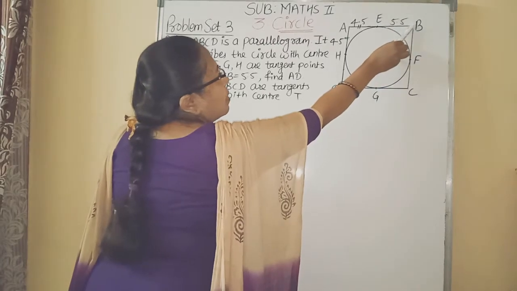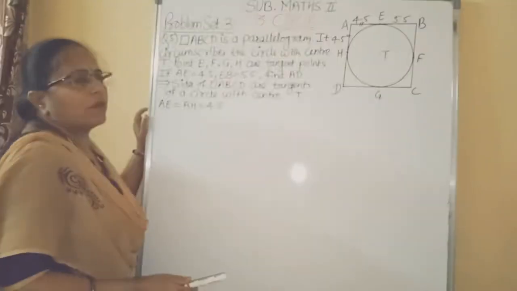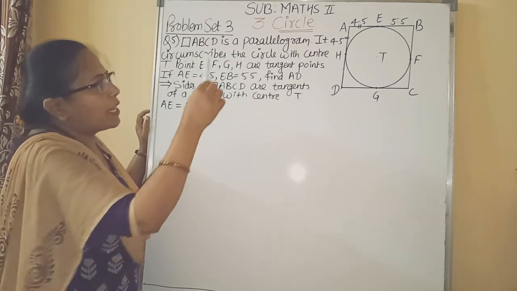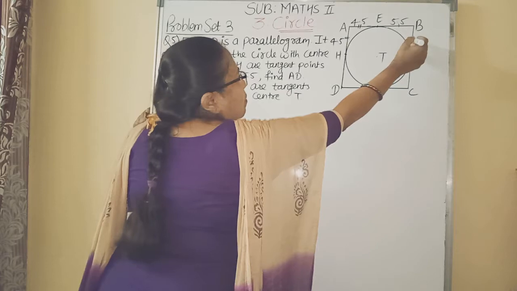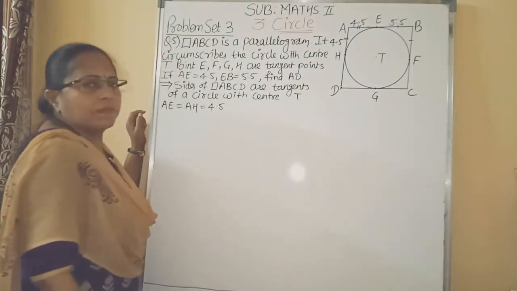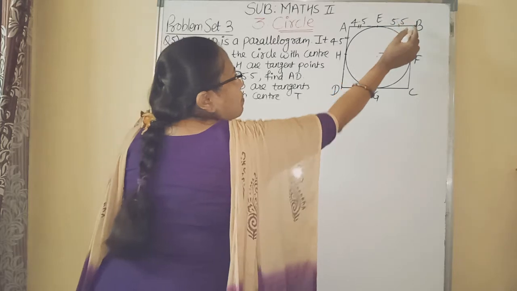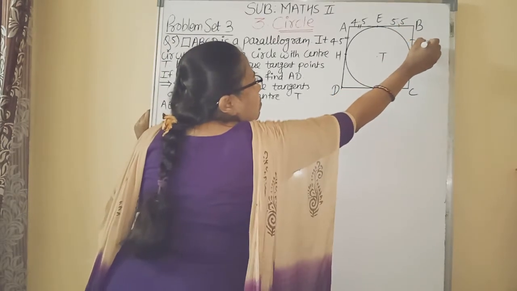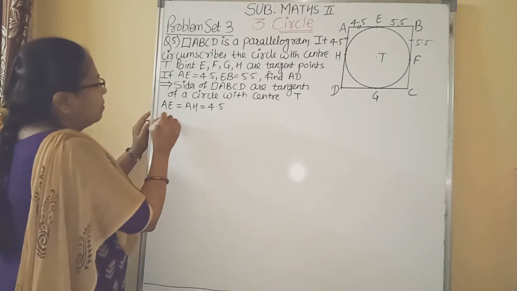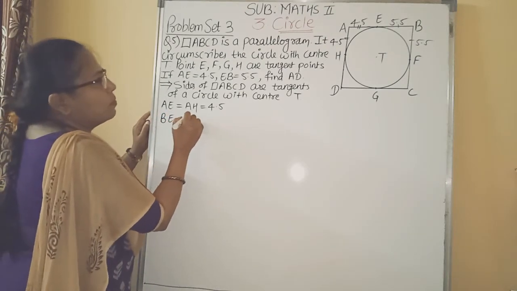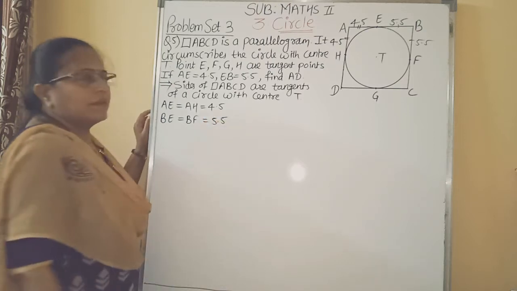Similarly here, BE and BF are the tangent segments drawn from external point B. So they are also equal in length. BE equal to BF. So if BE is equal to 5.5, BF is also 5.5. BE equal to BF equal to 5.5.